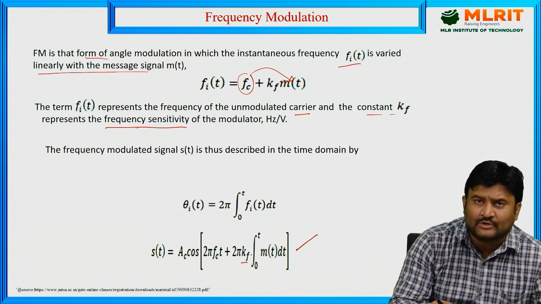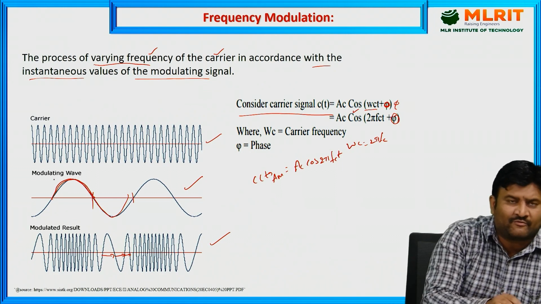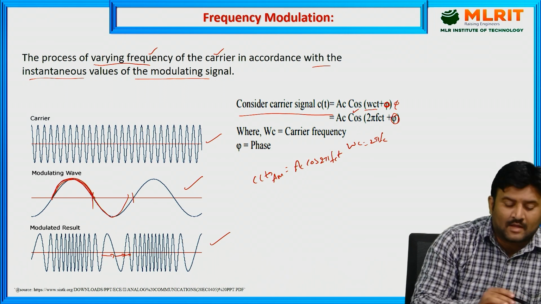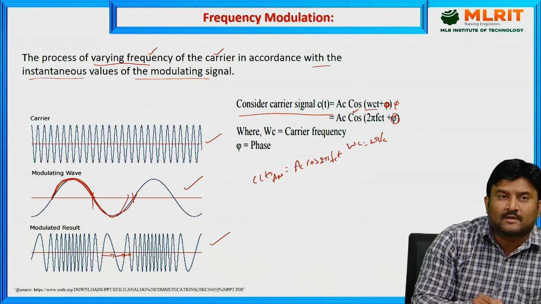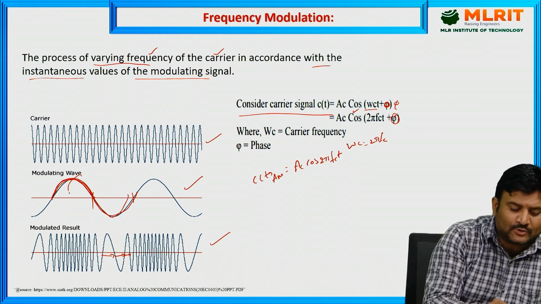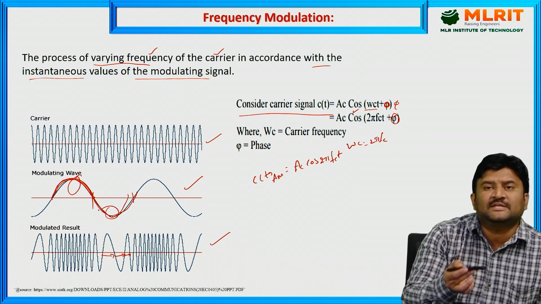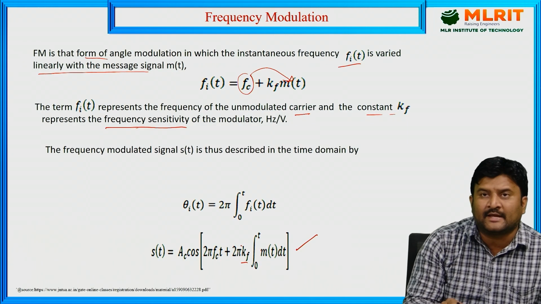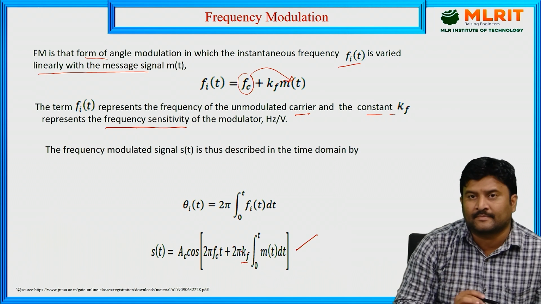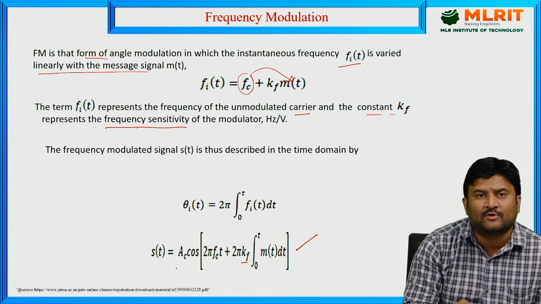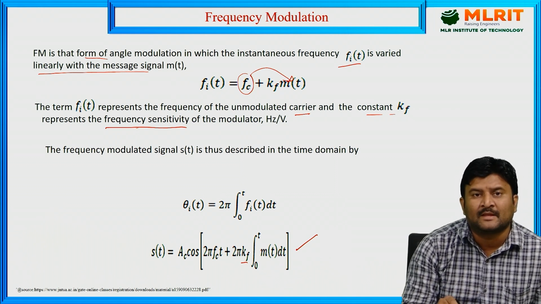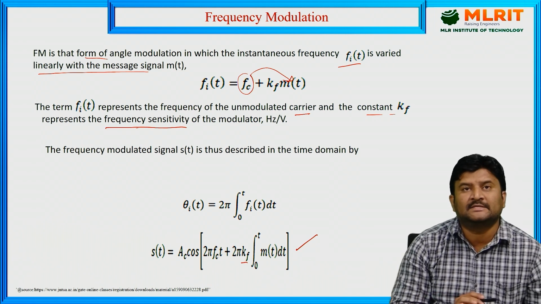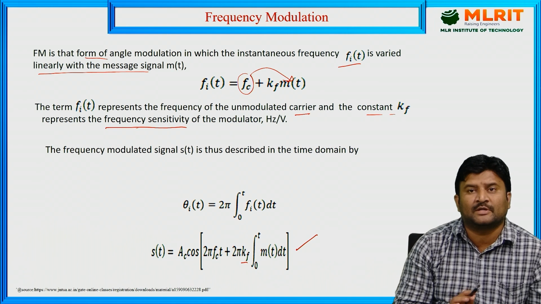Why are you taking the integral 0 to t? Observe the waveform, it is varying, for example from this point to this point and from this point to this point. The frequency is varying from this peak to this peak. How much it is varying, you can represent by the integral 0 to t. That's why I am taking it as instantaneously varying. That's why s of t is equal to Ac cos(2 pi fc t plus 2 pi Kf integral 0 to t m of t dt). This is the standard form of the frequency modulation wave equation.